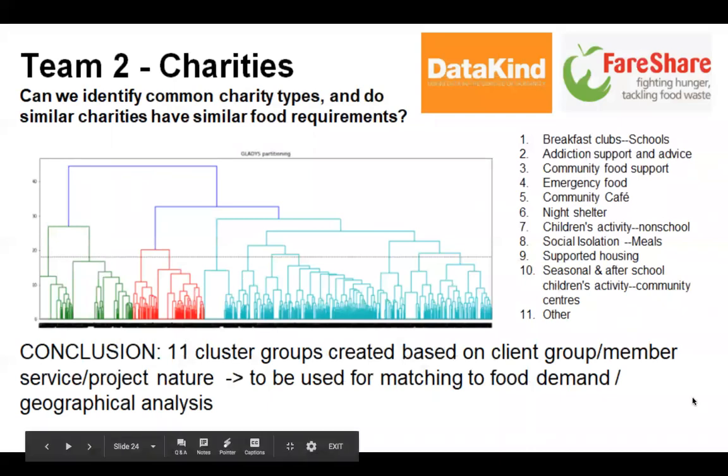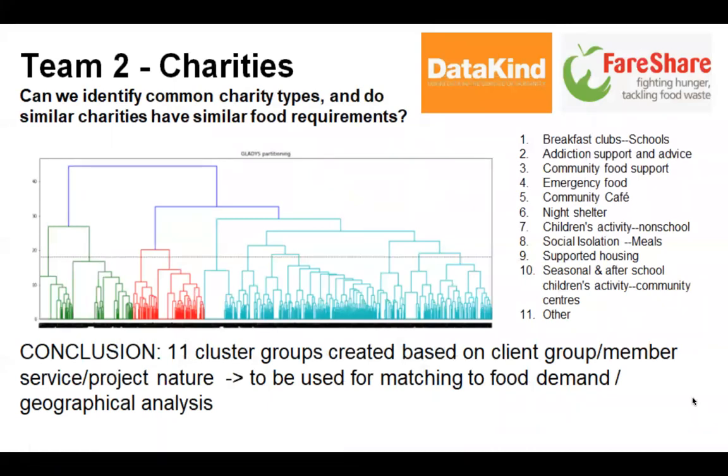So, from that weekend, we had some other charities, like I mentioned. FareShare did this analysis. It's a clustering analysis of different groups of charities that needed similar requirements in terms of food. Can we identify common charity types, and do similar charities have similar food requirements? They made these 11 groups here on the right: breakfast clubs, addiction support and advice, community for sport, emergency food, and so on.